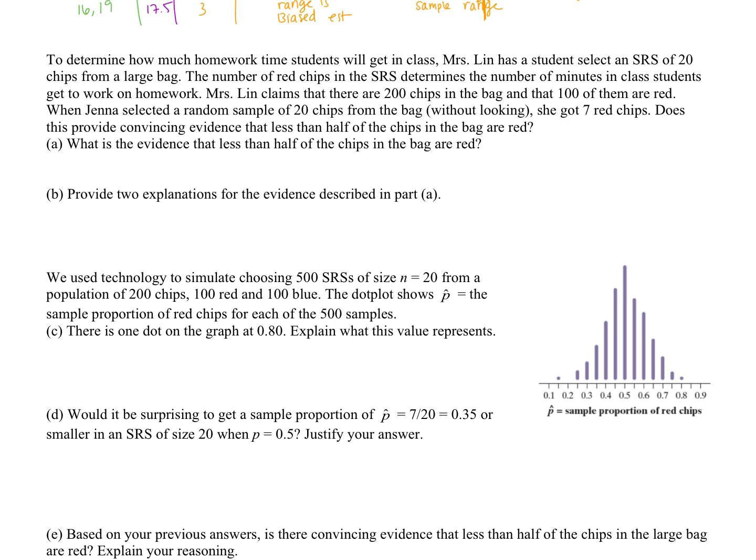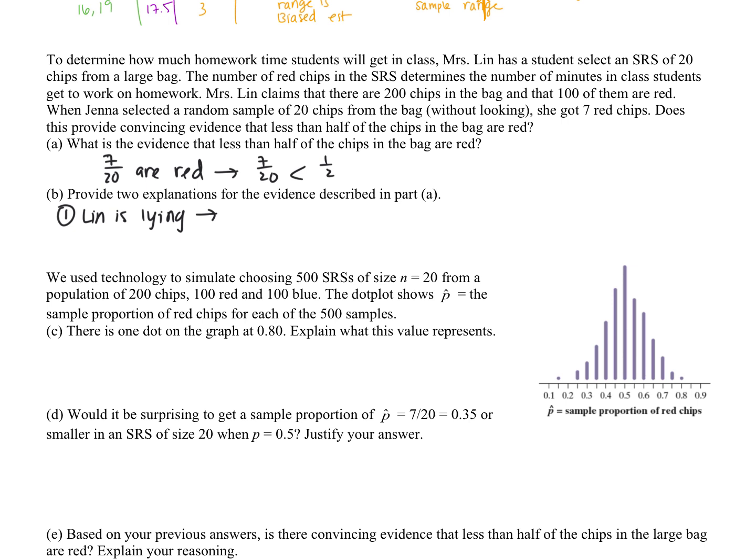So part A, what is the evidence that we have that less than half the chips in the bag are red? Well, we got 7 out of 20 are red. And that 7 out of 20 is less than half the chips. So that's the evidence that we have so far. We took one sample, and that one sample gave us a value that was less than 1/2. That does not necessarily mean that Mrs. Lynn is lying. There are 2 possibilities. So there are 2 explanations for that 7 out of 20. The first one, again, is that Lynn is lying.